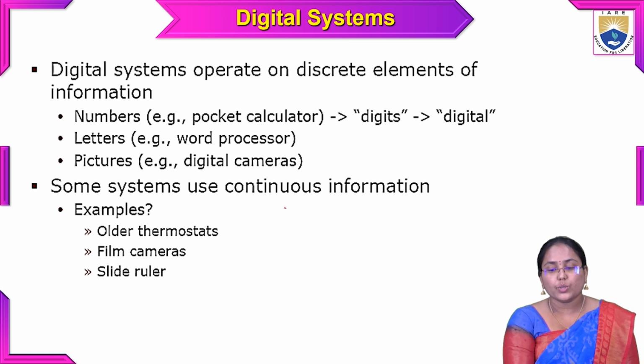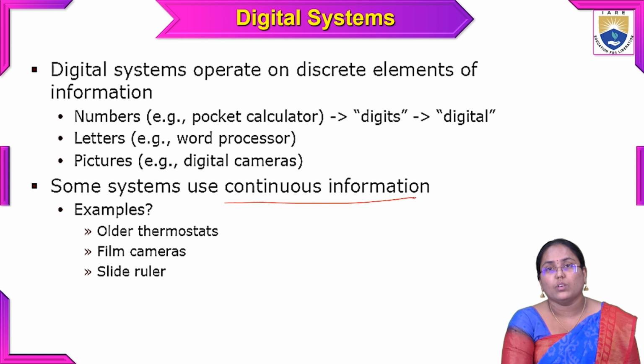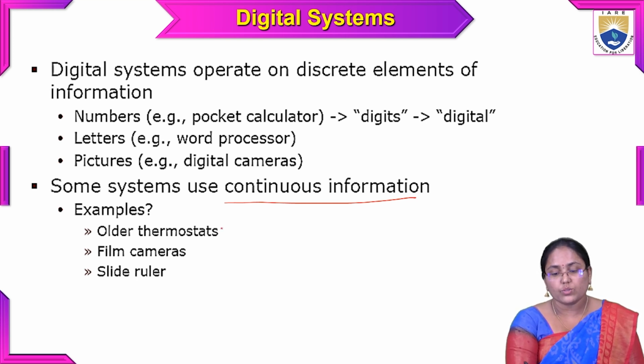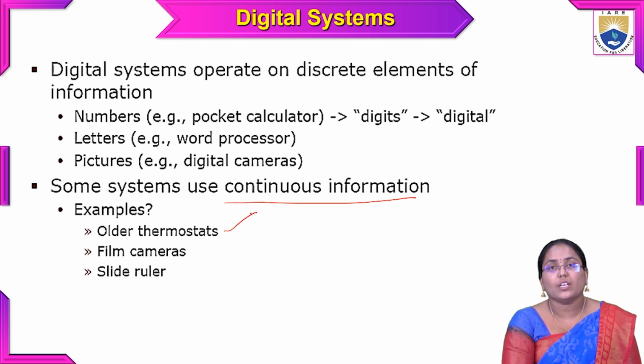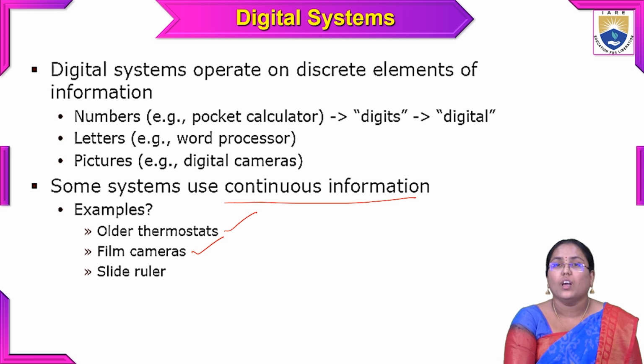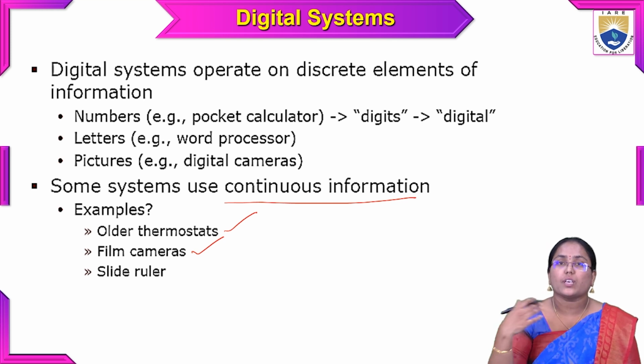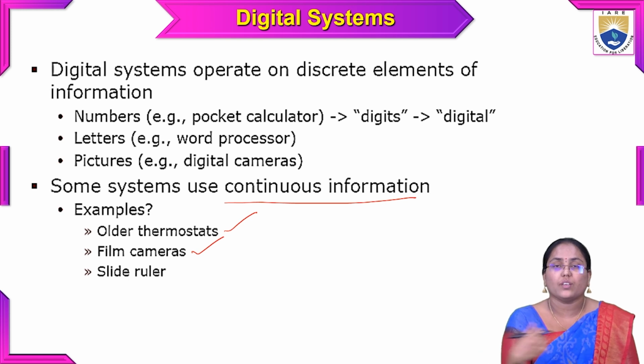Some systems use continuous information also. For example, at present no one is using any continuous information processing system, whereas previously people used to, because we were more familiar with continuous data only. They were using older thermostats, which are basically used for measuring the temperature. Next, film cameras: instead of digital cameras, people used to use film cameras, take the film out, process it, get some negatives, and from the negatives process the pictures again. So it was a very long procedure.